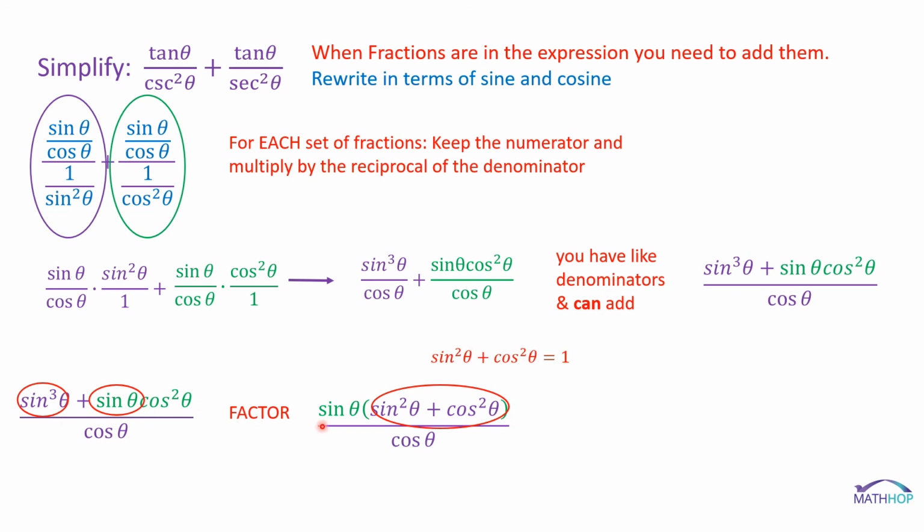Therefore, this is just going to be sine times 1. I can essentially cross that out. Sine times 1 is just sine. So we have sine times 1 in the numerator, all over cosine. So once again, we have sine over cosine. Sine over cosine by now, for sure, we know, is tangent. So this entire expression, tangent of theta over cosecant squared of theta plus tangent of theta over secant squared of theta is simply equal to the tangent of theta.